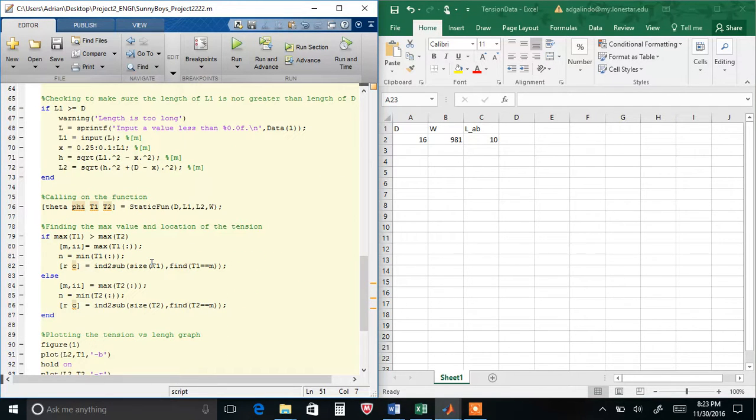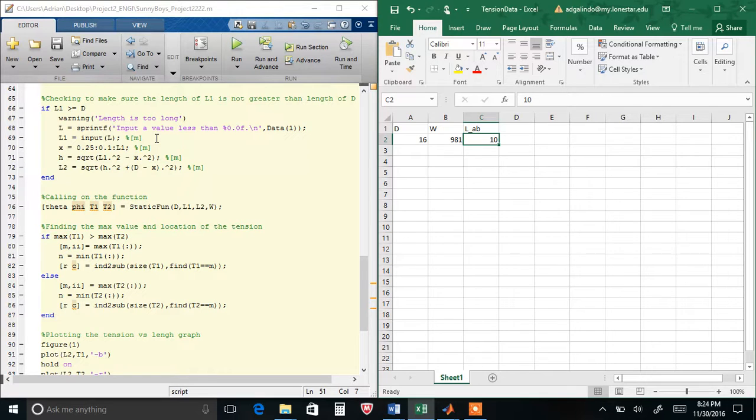And then after that, we have this if statement. This if statement is checking to make sure that length 1 is not greater than length 2, which is to make sure that length AB is not greater than length 2. If for any reason it is, it will issue a warning again saying that the length is too long, and then it will output text in the command window saying to input a value less than the corresponding value of D. So in this case, if D is 16, it will say input a value less than 16. And then once you input a correct value, the code will continue to run.